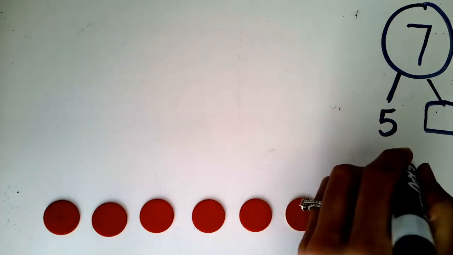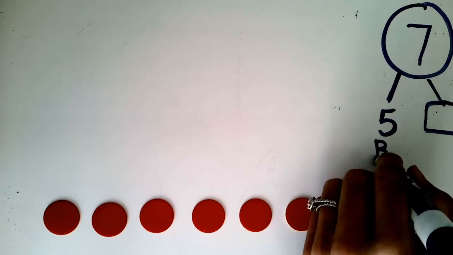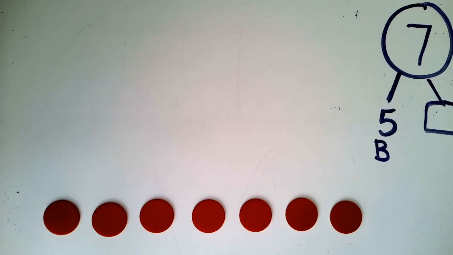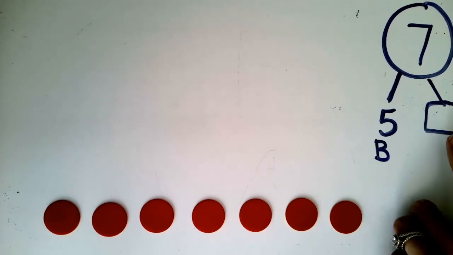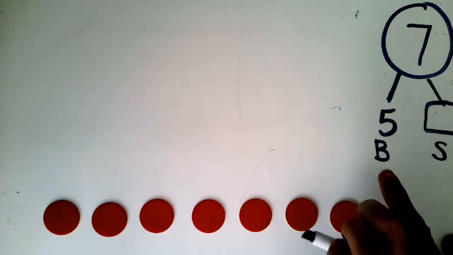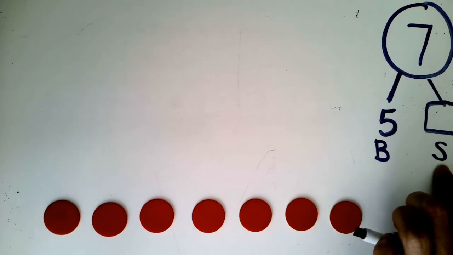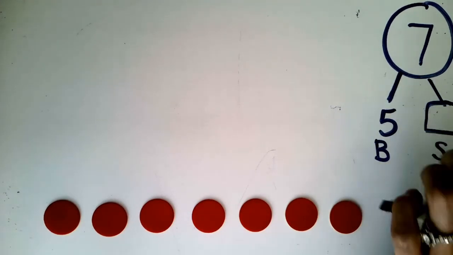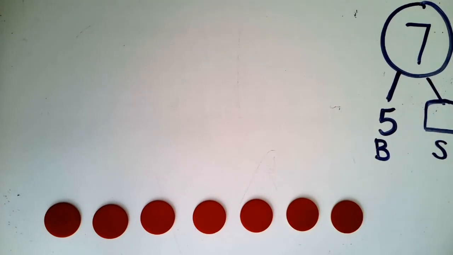So I'm going to say, let's put a B for the books that were already there. Then we need to find this number. What does this represent? This will represent what the student put on the shelf. So I'll just put an S. I have a B for the books that were already there, and an S for the student who added some more. We don't know how many more, but we do know that once they added some, there were 7.